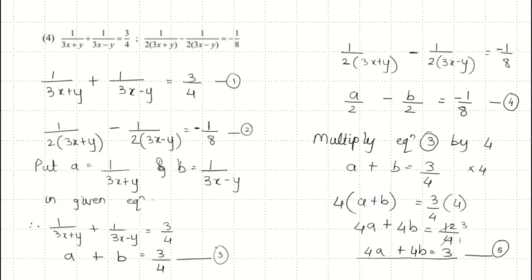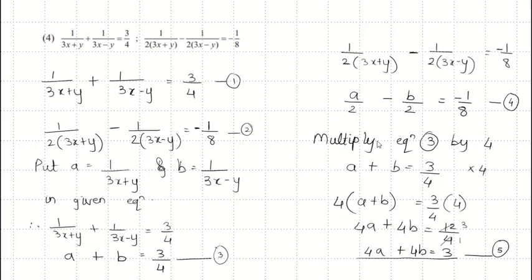Now we will multiply equation number 4 by 8. Why 8? Look at this equation number 4. In the denominator, we have 2. Here on the left hand side, a upon 2 minus b upon 2 is equal to minus 1 upon 8. So if we multiply this equation by 8, we will get a simpler equation. Okay, let's multiply equation 4 by 8.